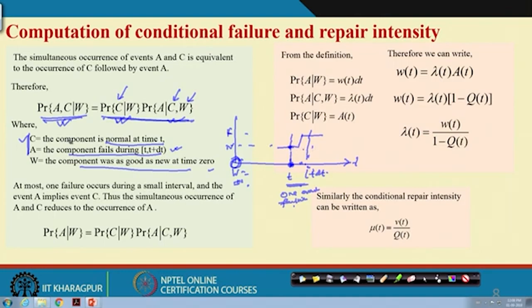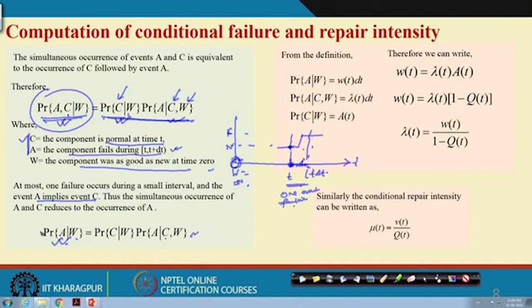So, one failure event can take place within this small amount of time. If I consider the conditions, what are A and C? A means it will fail, C means it is normal. As within this small time only one event can occur, that it can fail, the probability of A C given W is nothing but the probability of A given W. Why? Because if A means it fails within this small interval, where only one failure event can occur, that means it was normal at time t. So the event A implies the condition C also. So this one can be written like this, and this portion stays as it is.